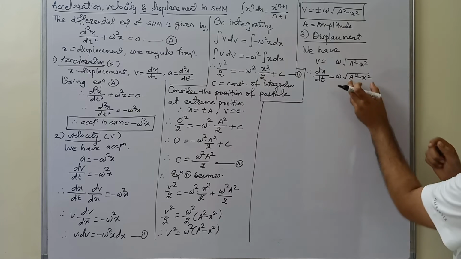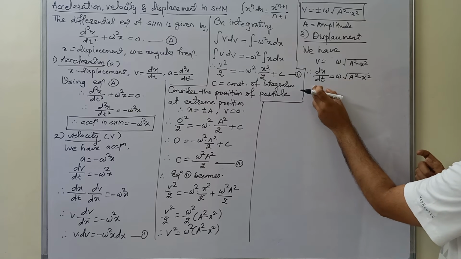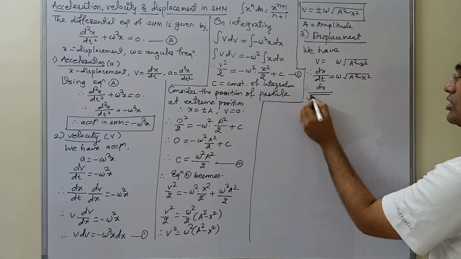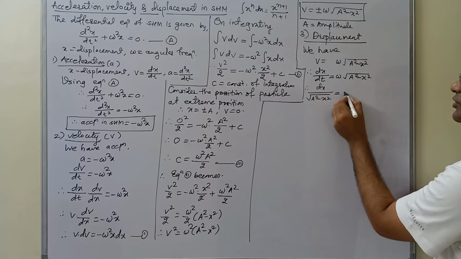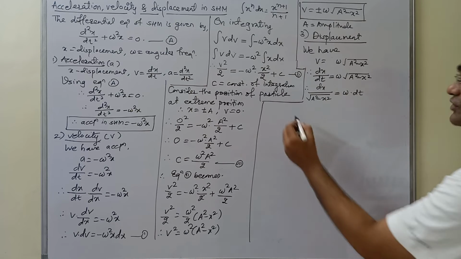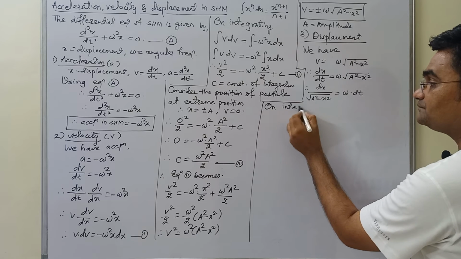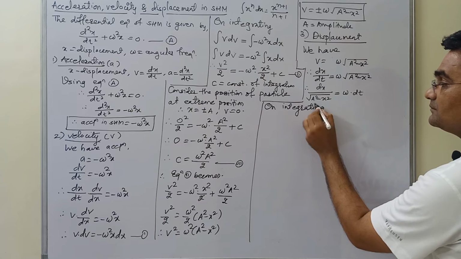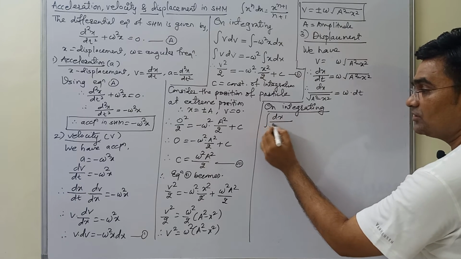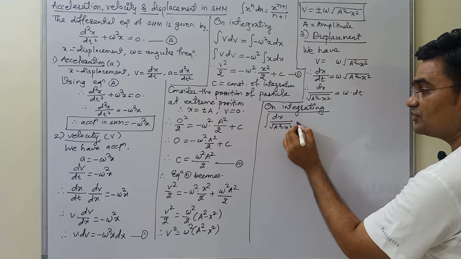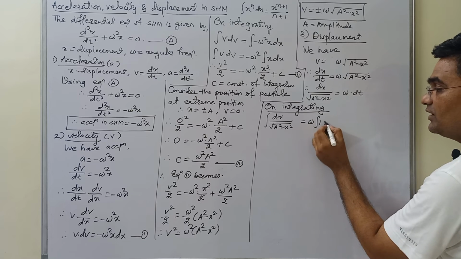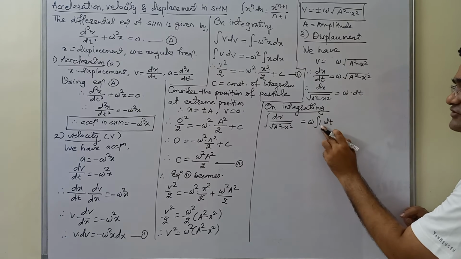What I am doing is simply this: this term contains x, so I will shift it to the LHS and this term to the RHS. So it will be like dx upon root of A square minus x square equal to omega into dt. Now again the variables are separated on both sides, so integrating, what will we get? Integral of dx upon root of A square minus x square equal to omega into integral of 1 into dt.